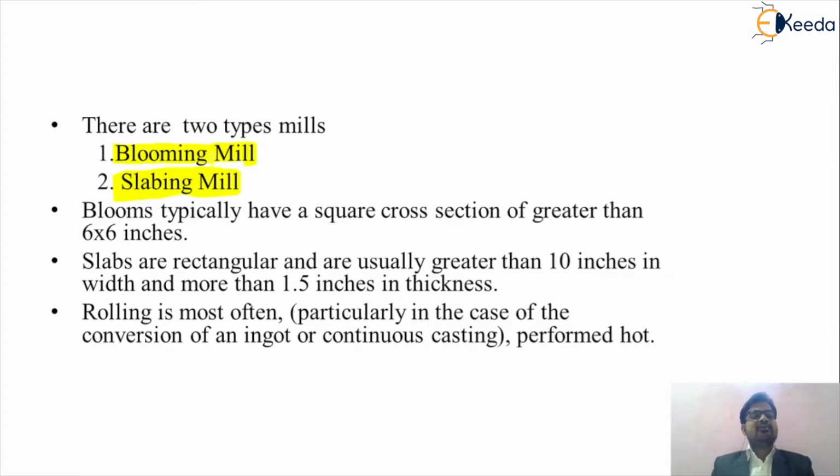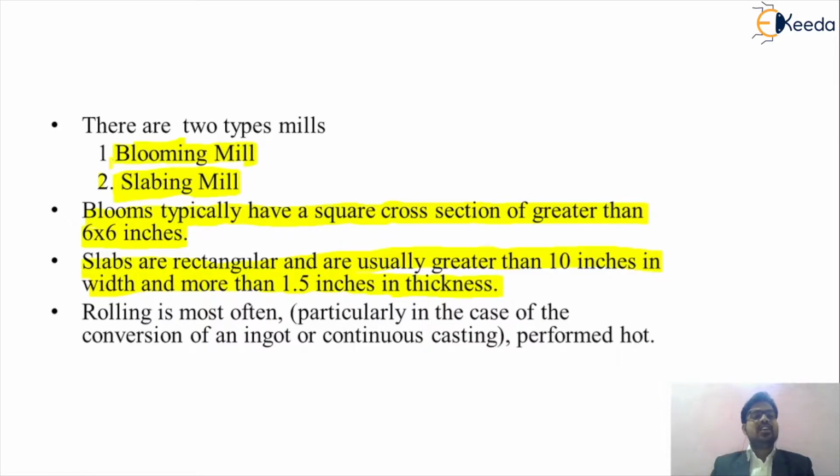First of all, let's understand what blooms are. Blooms typically have a square cross section of greater than 6 by 6 inches. So this is called a bloom mill. And what do we mean by the slabbing mill? Slabs are rectangular and are usually greater than 10 inches in width and more than 1.5 inches in thickness. So depending upon our requirement, we use either the blooming mill or the slabbing mill for a particular type of steel rolling mill.